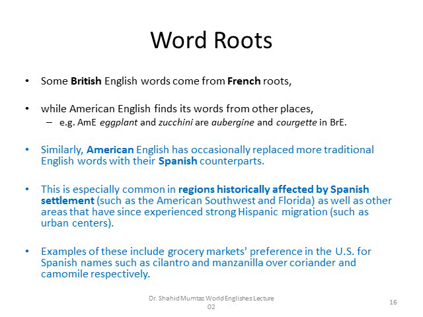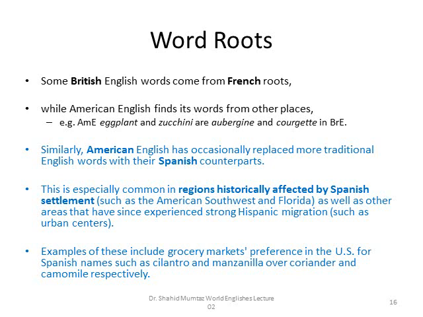This is especially common in regions historically affected by Spanish settlements. I mean, the areas which are historically affected by Spanish settlements have affected the traditional English vocabulary as well, and they have taken over English vocabulary there.